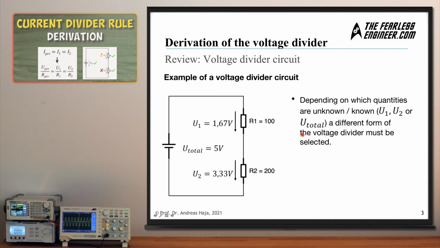And depending on which quantities are known and unknown, let's say you do not have the voltage drop across the upper resistor, but you have been given the total voltage drop, you can choose one variant of the voltage divider. And if you are not aware of the total voltage drop, but you have the voltage drop across the second resistor and are again looking for the voltage drop across the first resistor, you can use another variant of the voltage divider. Now in this video we will derive both variants of the voltage divider from scratch using some of the concepts we have been talking about in previous videos, such as current equality and also Ohm's law.